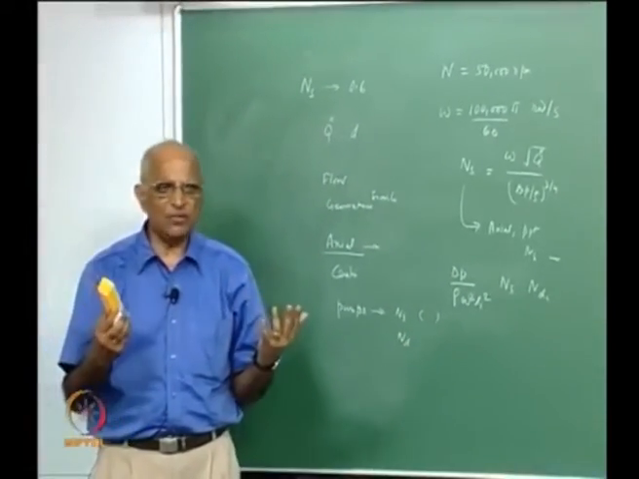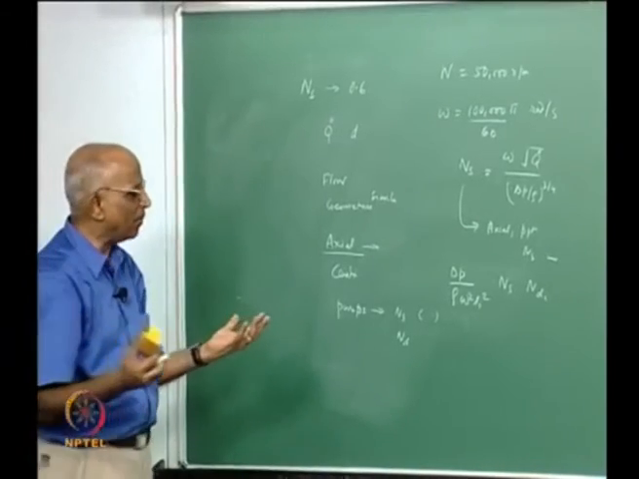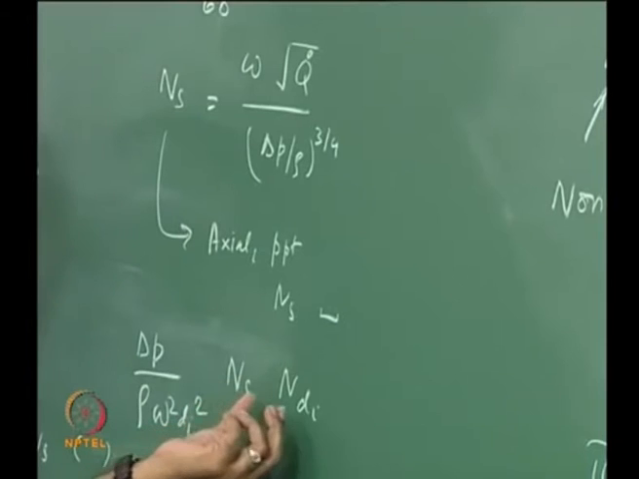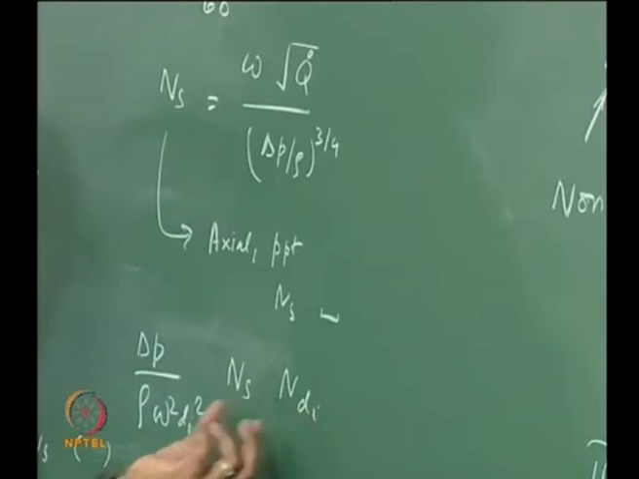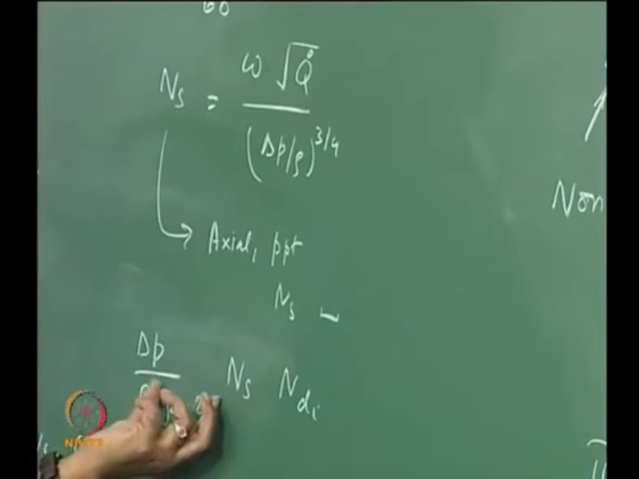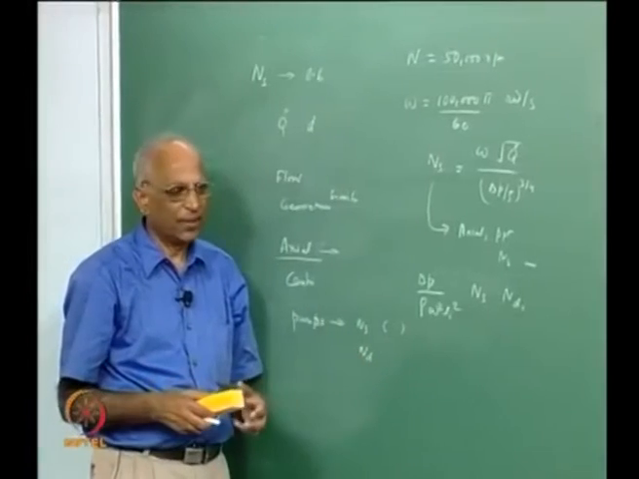But whenever we plot the results of pumps and turbines, we always plot them as a function of specific speed. Anyway, the dimensionless number is plotted in terms of delta P versus specific speed, and that is how the performance of pumps is measured.